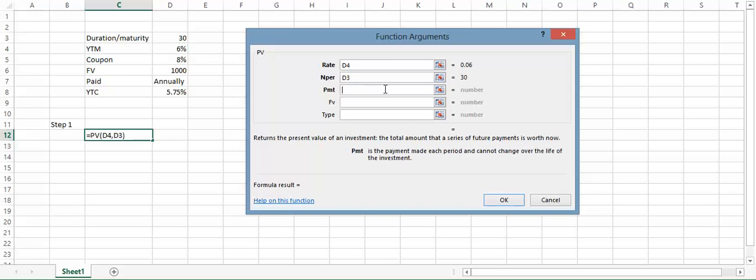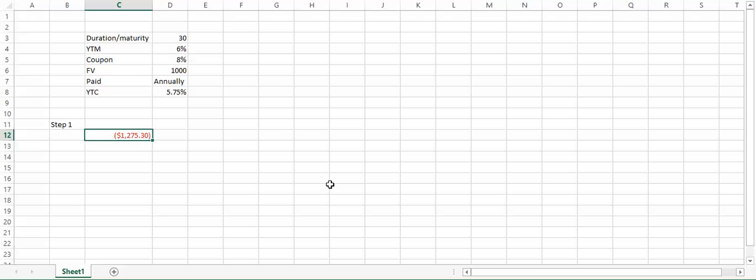Our payment is going to be 8% times the 1,000 face value, and our future value is going to be the $1,000 par. We get an answer of $1,275.30. That's step 1 to solve the price of the bond.